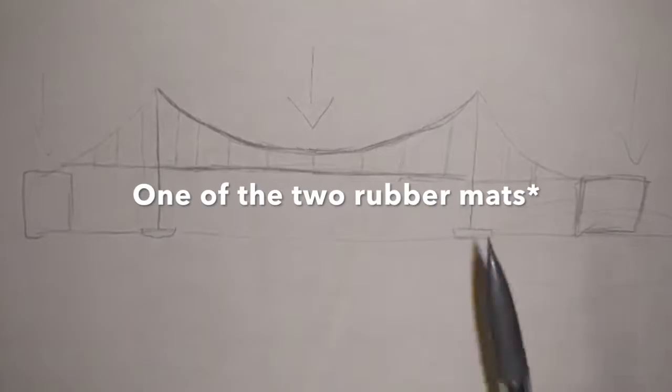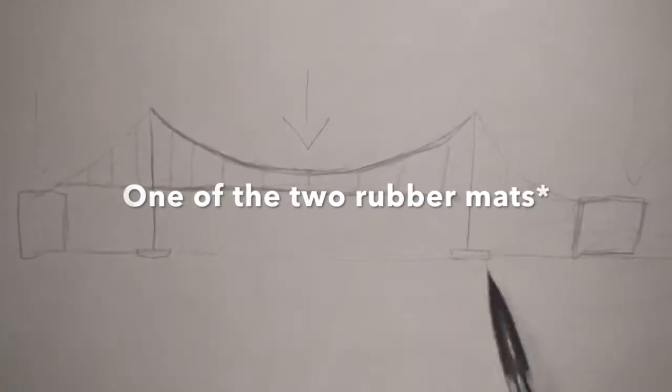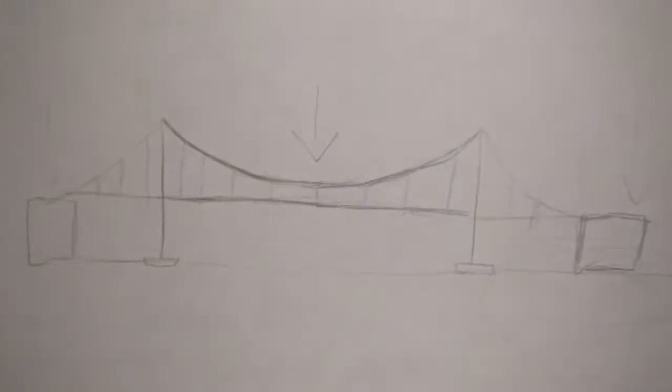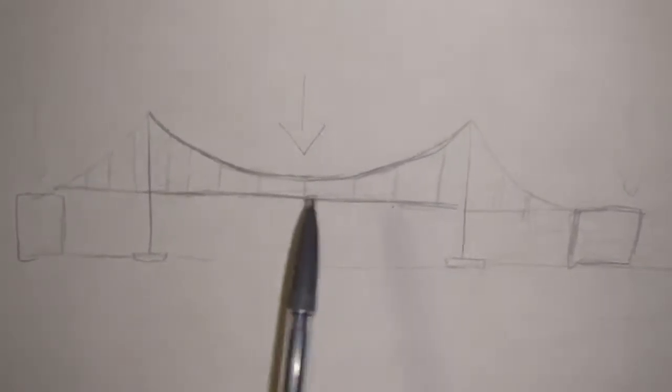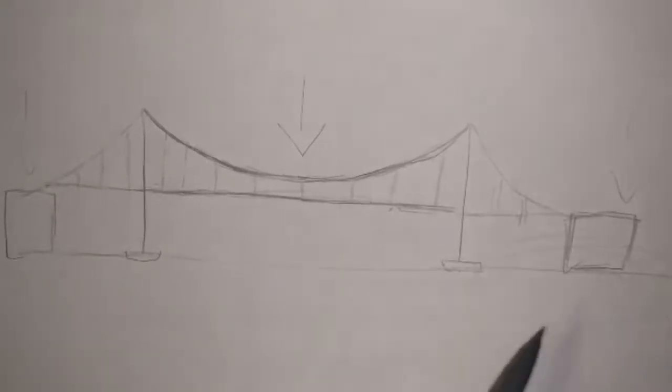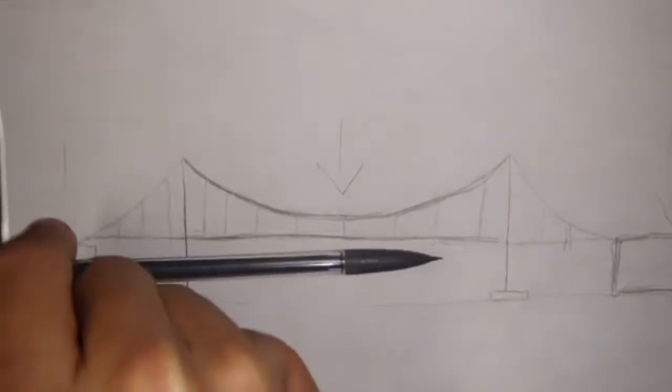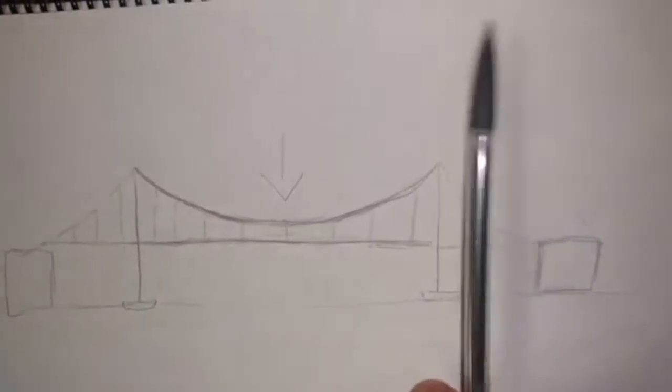What would happen if we removed just one of the two? Let's say this one. If we apply that same vertical force downwards at the center of the bridge, then there is no longer any friction that opposes the horizontal force, and so there's nothing to stop it from moving horizontally and therefore concave inwards.